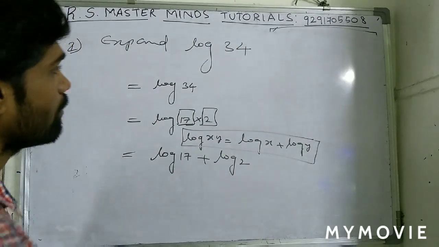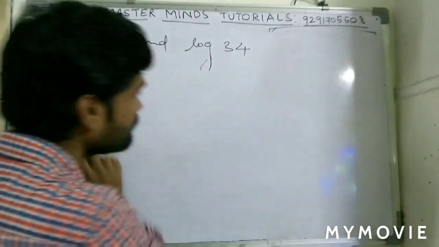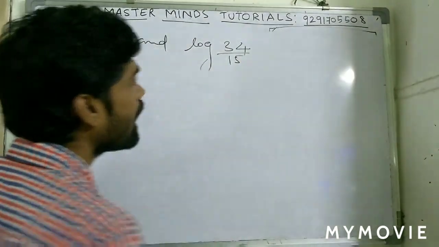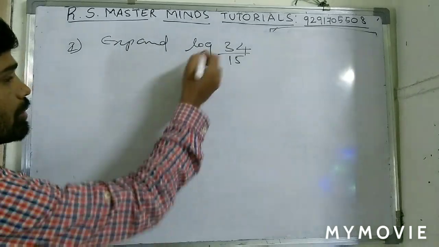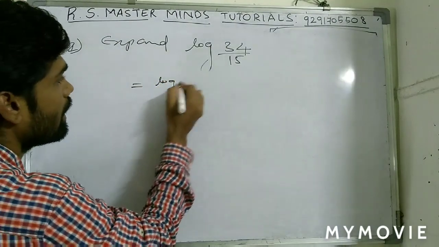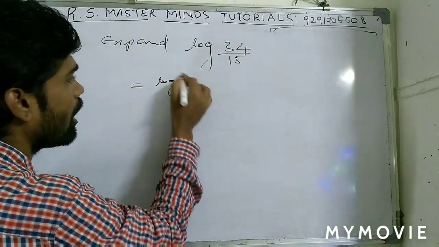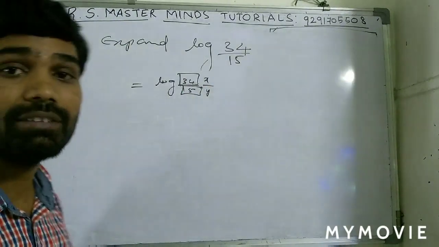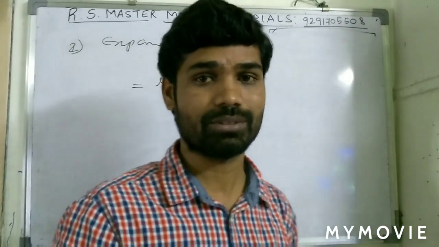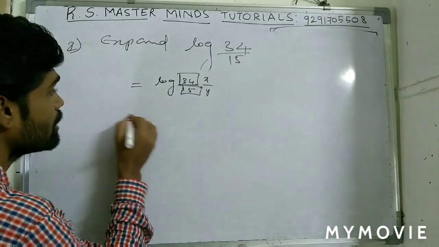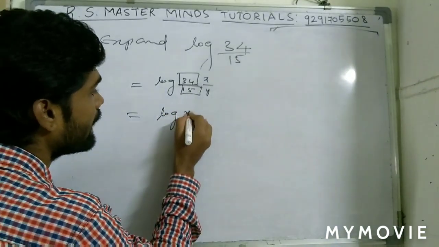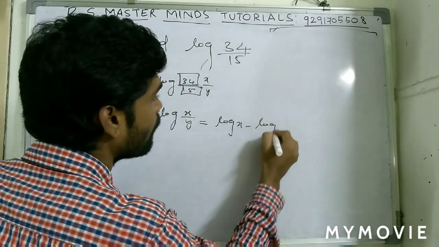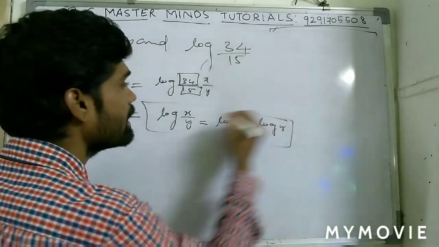One division problem we'll see. Expand log 34 by 15. Here, x and y have a division between them. Division will be written as difference, as we have already discussed in the identity. So log x by y can be written as log x minus log y. This is an identity.